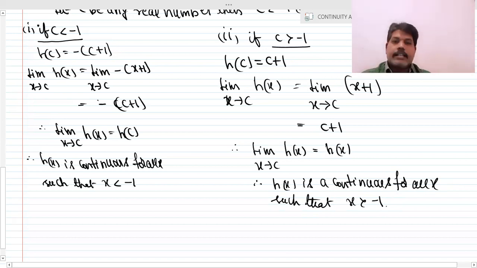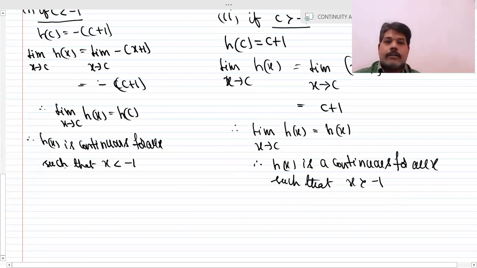And another case is there. What is the third case? So the third case, you can take that as case 3.